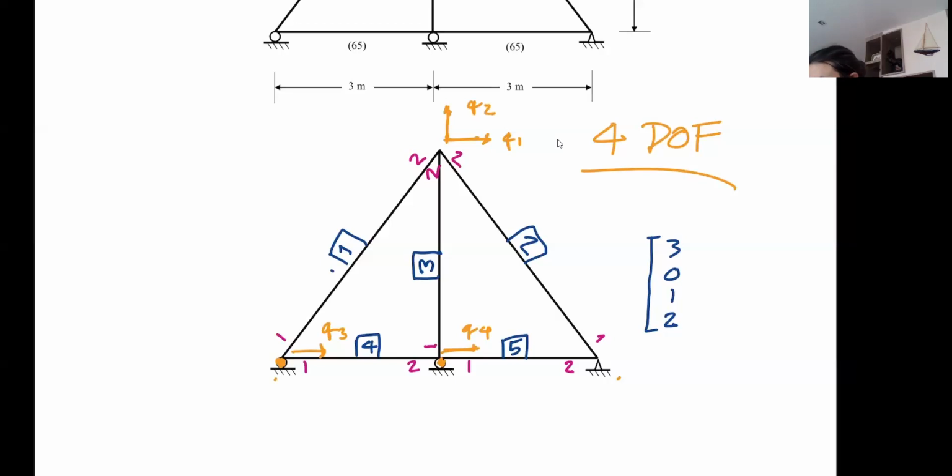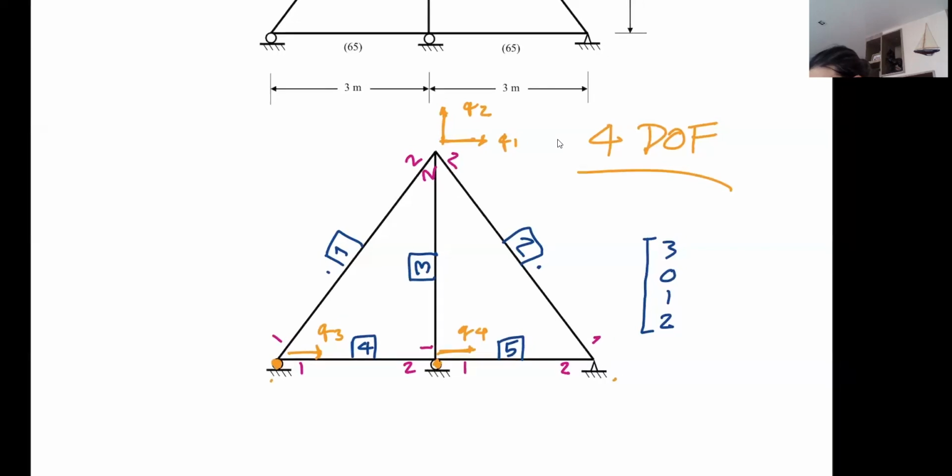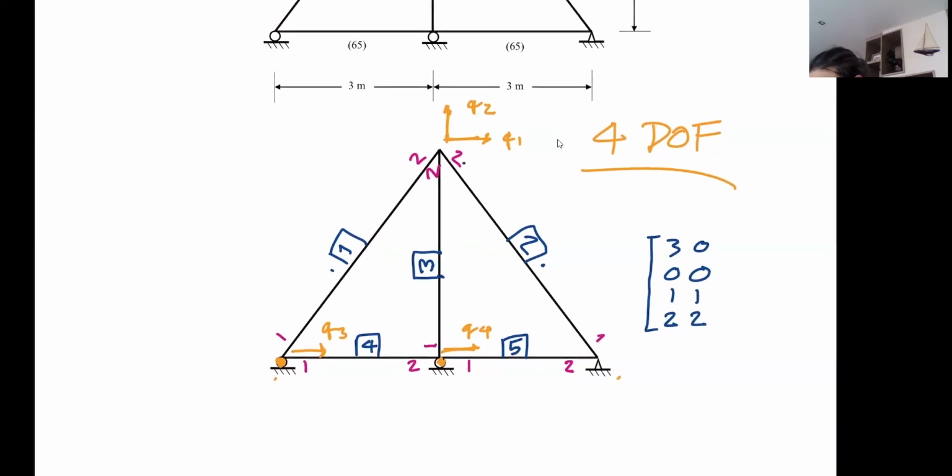So let's say for member number 2 here, you look at the local node 1, you see it's a hinge, so it has to be 0, 0, right? And the local node 2 of member 2, you see Q1 and Q2, so it's 1, 2. For member 3, you look at local node 1, you see only Q4 in X direction, so here is 4. Yeah, it's in X. Y is 0, and then another one too.